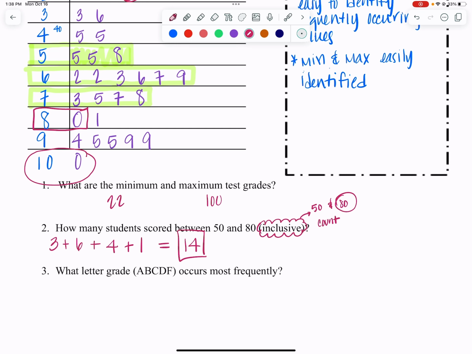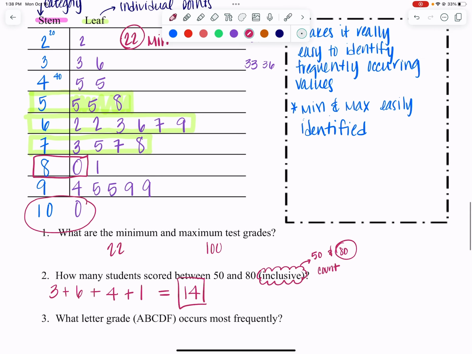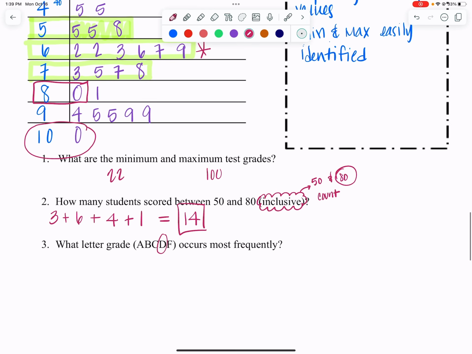What letter grade occurs most frequently? Well, y'all, this is super easy to find because it's the one that has the most number of leaves. It's this guy. Anything from a 60 to a 69 is a D. So the D's occurred most frequently, and there were 6 D's on the exam.